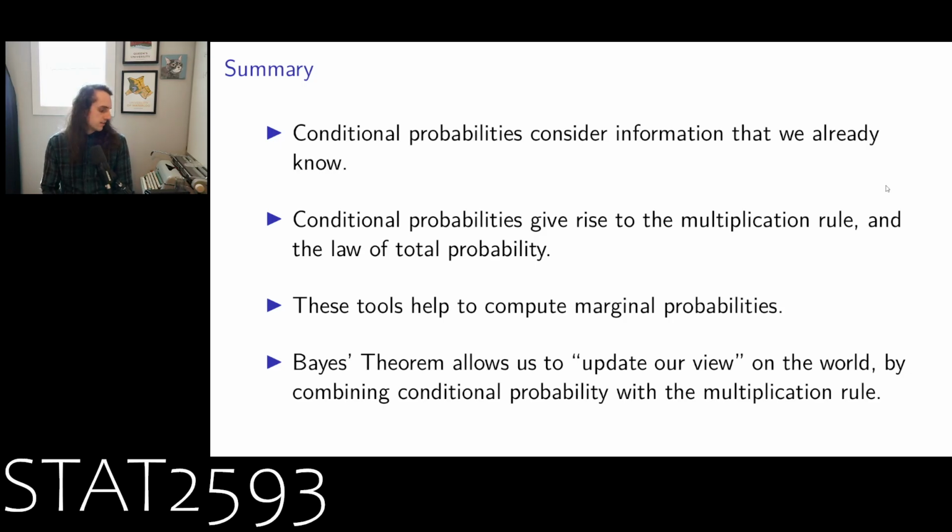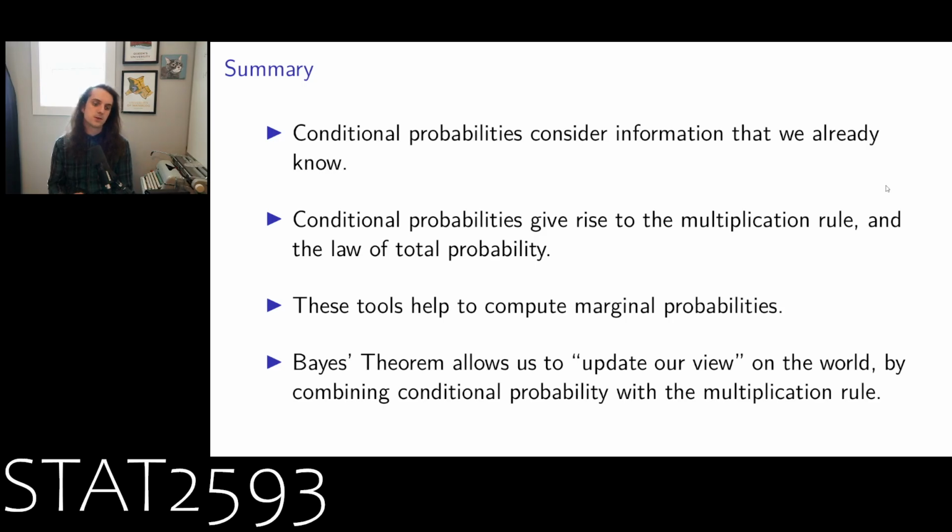That's essentially everything that I wanted to talk about today. So just to summarize, conditional probabilities allow us to take extra information that we know in order to update the chances that we think an event will happen. From conditional probabilities, we can get the multiplication rule, and from the multiplication rule, we can get the law of total probability. Those tools help us to compute marginal or non-conditional probabilities.